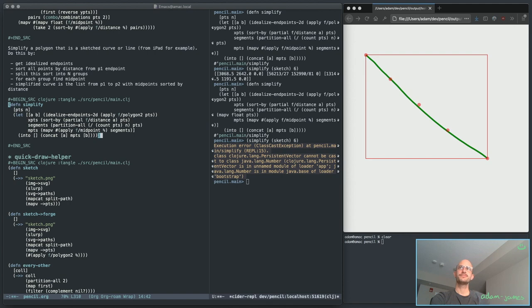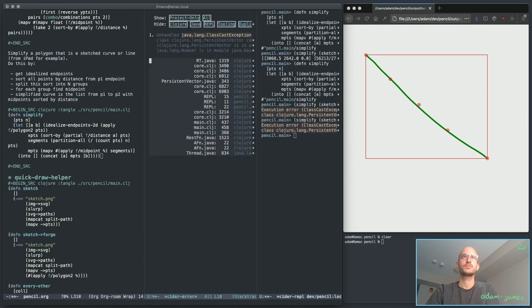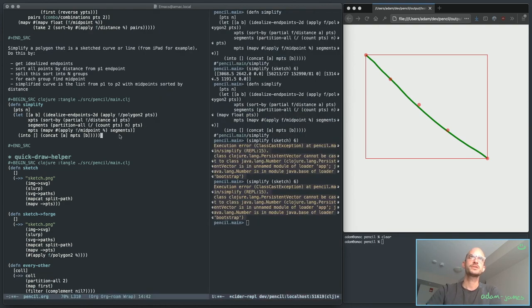Okay, I'm just gonna pretend it's fine for a moment, and let's have a look here. What I'd like to do now is see if this makes any sense whatsoever. Okay, so here. I didn't rebuild this.